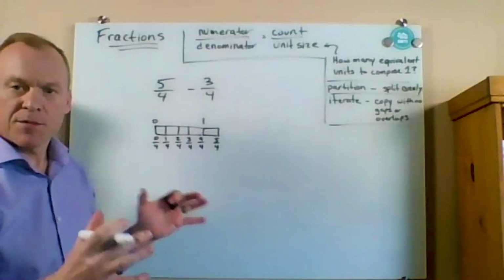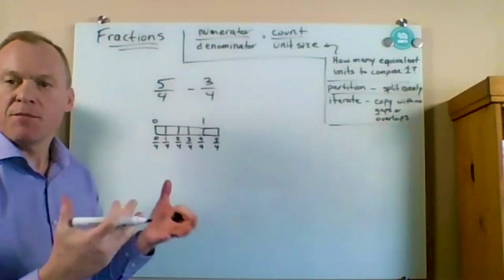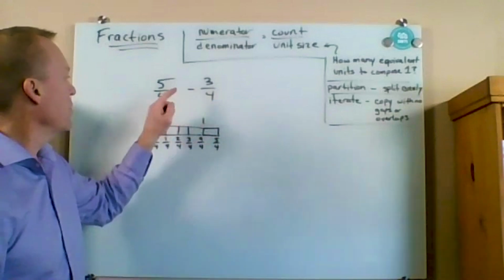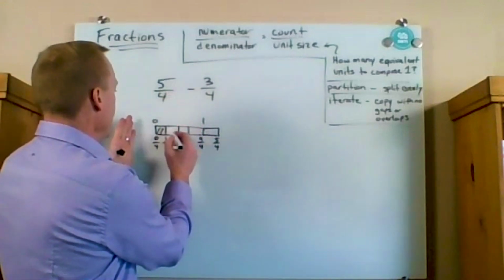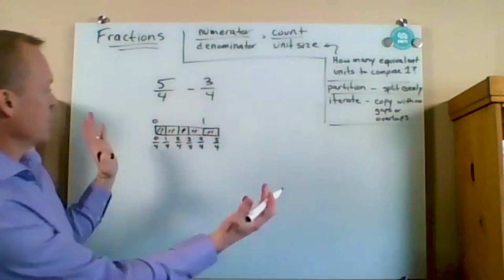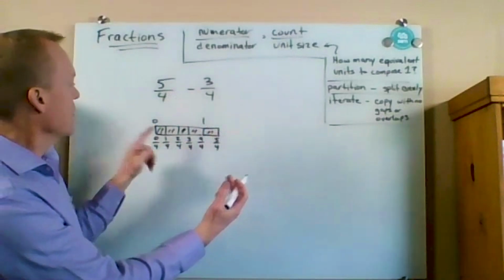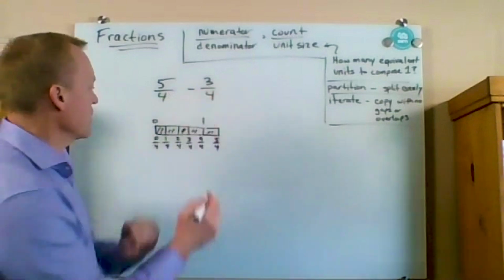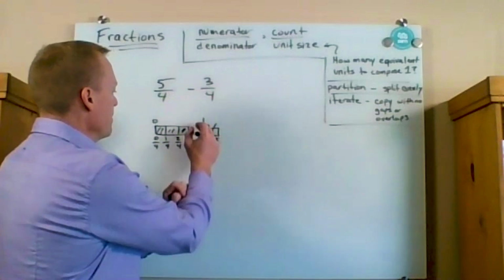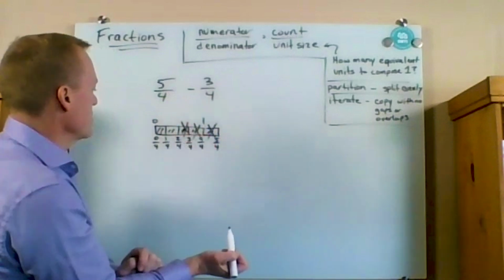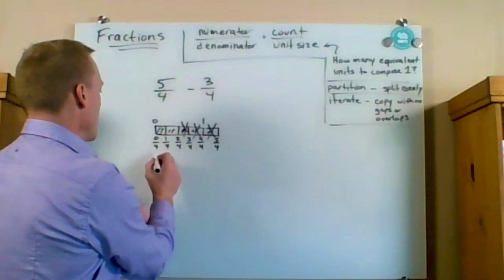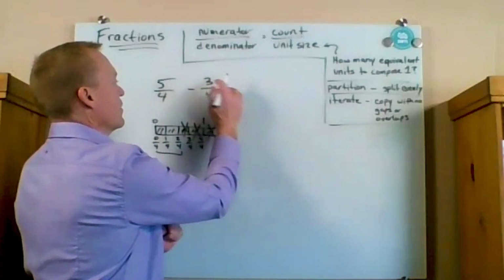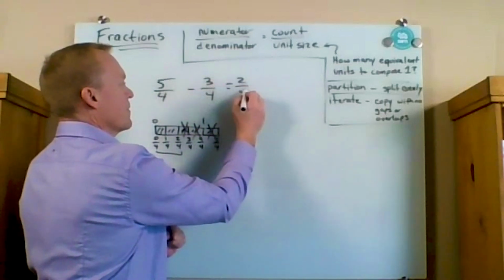Now, when we're adding and subtracting, we have to be in the same unit. Are we in the same unit? Yes, we're in fourths and fourths. So now I can take my 5/4 and shade that in to show there's 5 1/4 units, or 1 and an additional 1/4 unit. Now I'm going to subtract 3 of those fourth units. So I can subtract 1, 2, 3 of those. I am left with this amount here, which is 2/4. So 5/4 minus 3/4 is equal to 2/4.